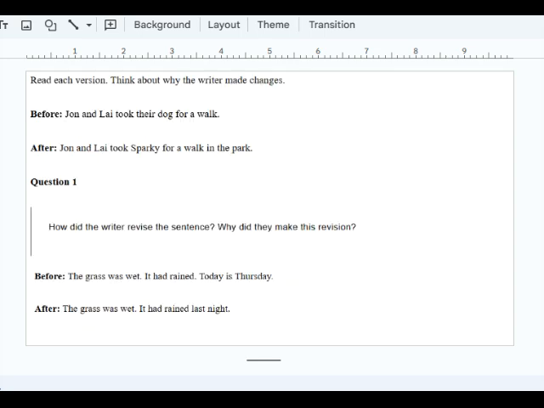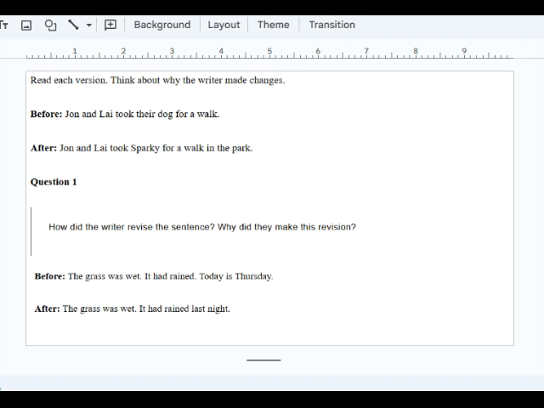Read each version and then think about why the writer made changes. So this is revision. These writers are revising their sentences. First, it says, John and Lay took their dog for a walk. After, it says, John and Lay took Sparky for a walk in the park. How did the writer revise the sentence? And why do you think they made the revision? Well, I think if the dog Sparky is going to be an important character, it's good that we know his name, right? So they gave the dog a name.